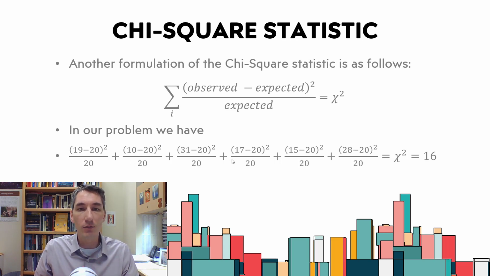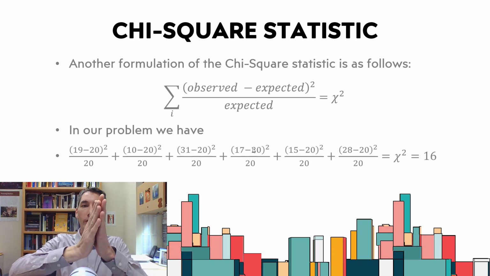Each of these gives you a different number. And when you add them all up, you get 16. Okay? So 16 is the chi-squared statistic. And you'll notice if all of these numbers were 20, 20 minus 20, 20 minus 20, 20 minus 20, you would get 0, and the chi-squared statistic would be 0.